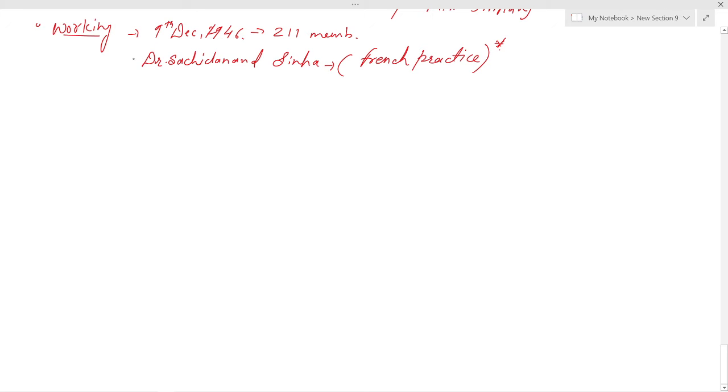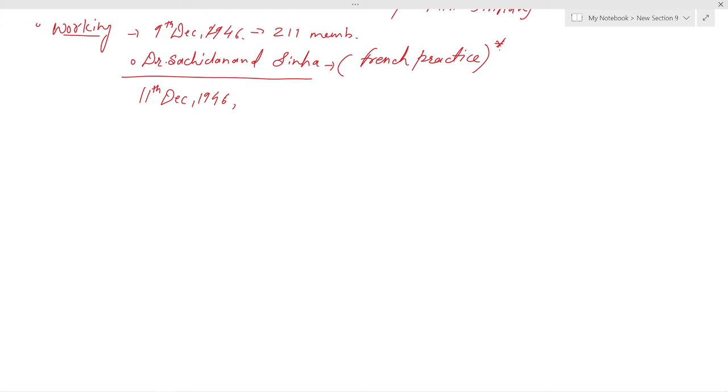So temporarily, the most senior one or the oldest member was elected. This was a French practice. Later, on 11th December 1946, Dr. Rajendra Prasad and H.C. Mukherjee were respectively elected as President and Vice President of the Constituent Assembly.